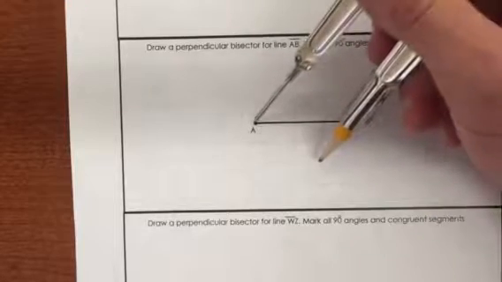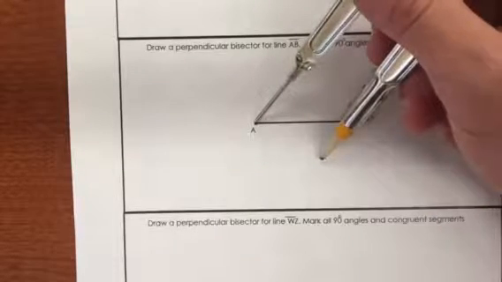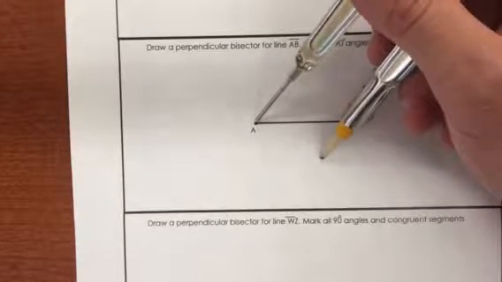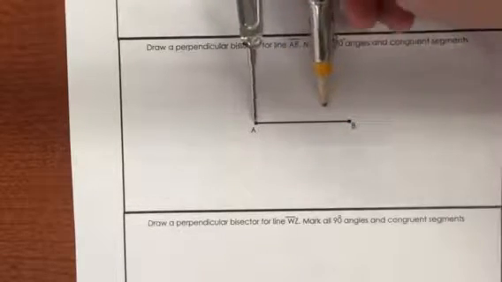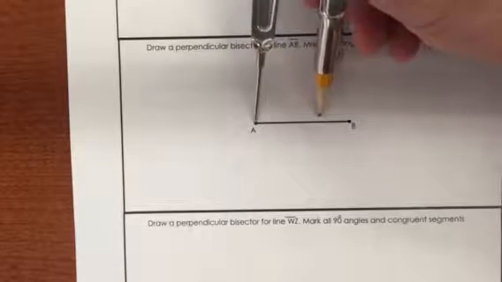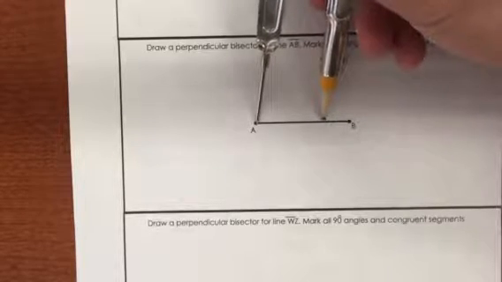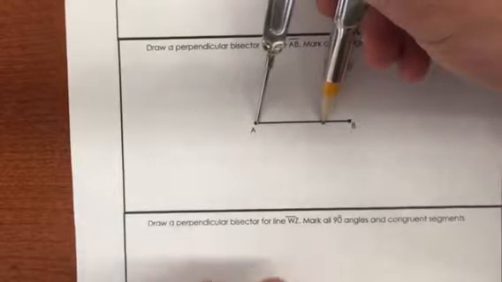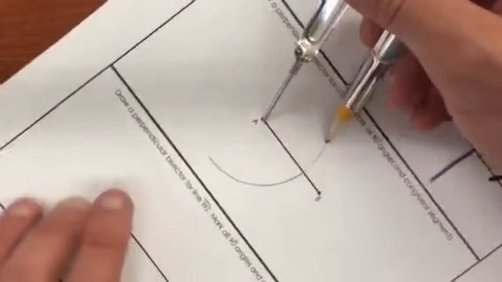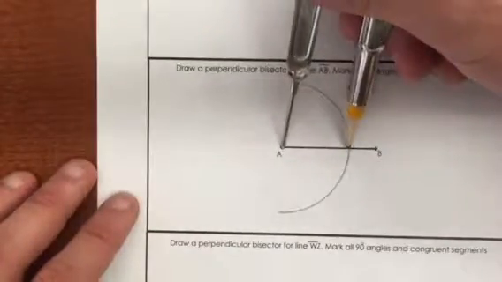Step 1 is to take the metal end and put it on point A. What you're going to do now is open up your compass just a little bit larger than halfway. Make sure you're more than halfway, like right here. And you're going to just draw a semicircle. So that's half a circle. So you just go around. Remember, turn your paper, it's much easier that way. Look how beautiful.